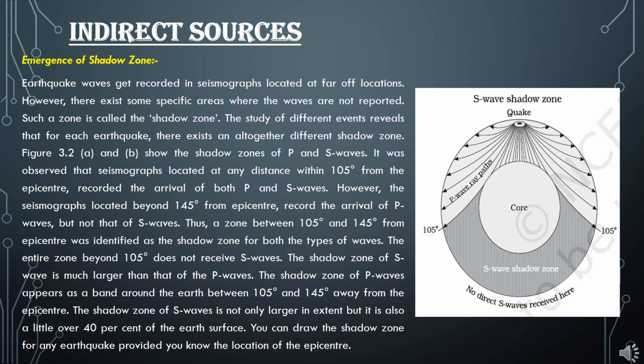The shadow zone of P waves appears as a band around the Earth between 105 degrees and 145 degrees away from the epicenter. The shadow zone of S waves is not only larger in extent, but it is also a little over 40% of the Earth's surface. You can draw the shadow zone for any earthquake provided you know the location of the epicenter.